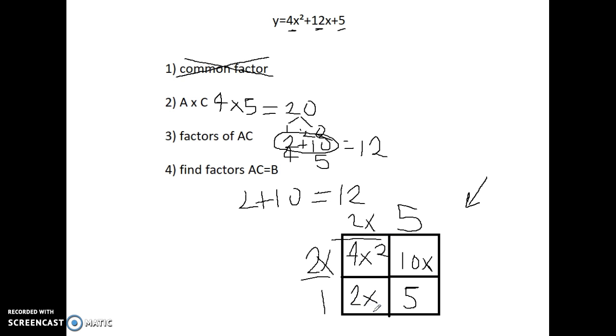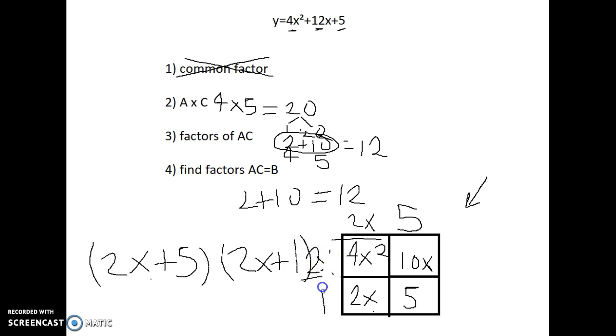Okay, so then we take these dimensions and multiply them: x plus 5 times 2x plus 1. I kind of ran into it a little bit, so we'll just erase this. Okay, those are our final dimensions. This is a factored form of this.